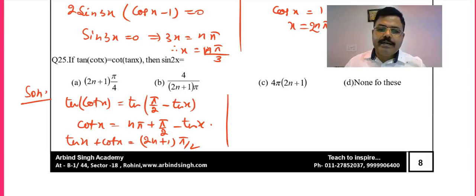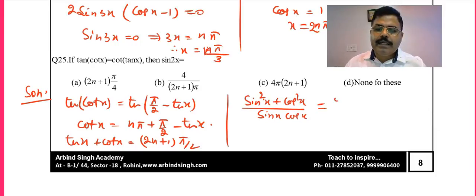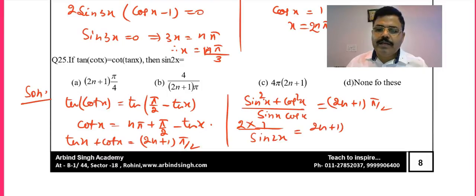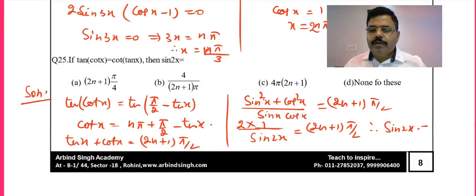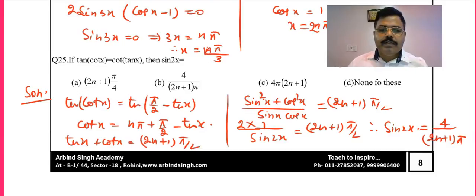Now further I can write here, if I convert them in terms of sine and cos, then (sine square x plus cos square x) upon sine x cos x. Can it be like this? Is equal to (2n plus 1) into pi by 2. So 1 upon sine x cos x, if I multiply numerator and denominator by 2, then this is 2 upon sine 2x, equal to (2n plus 1) into pi by 2. And therefore sine 2x is equal to, what will come? This 2 will come this side and multiply 2 to the 4, and in the denominator it will be (2n plus 1) into pi. So the answer will be B. I hope you got it.